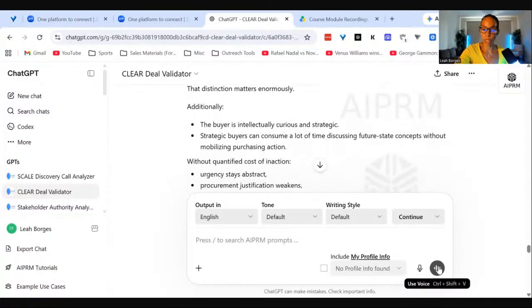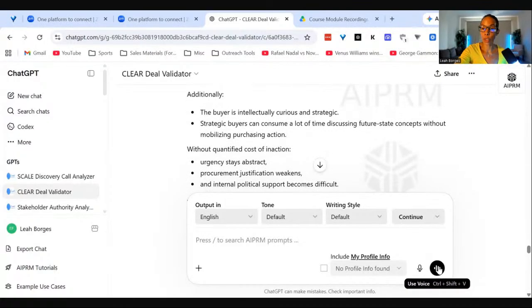Additionally, the buyer is curious and strategic. They consume a lot of time, right? So this is very interesting. We can be in a very engrossing conversation where it feels deep and it feels like we're getting somewhere because they're back and forth.